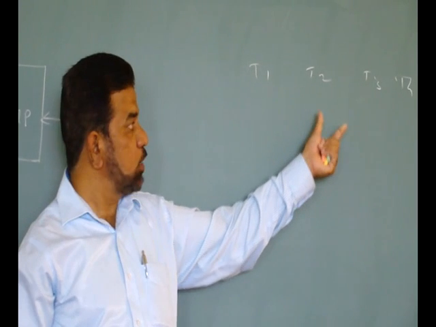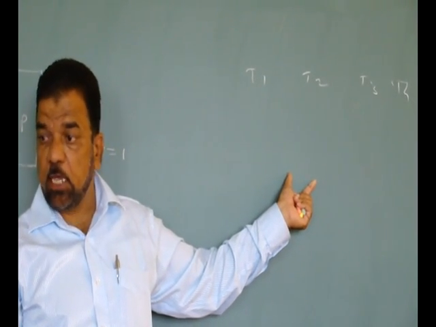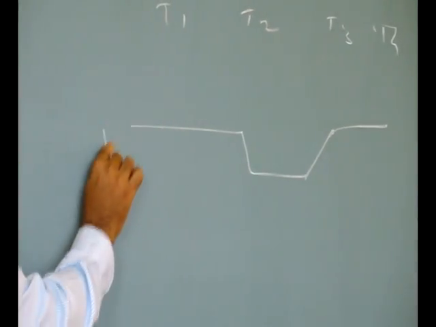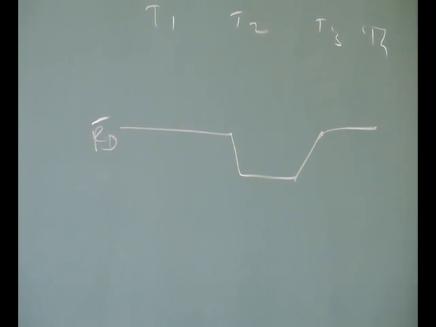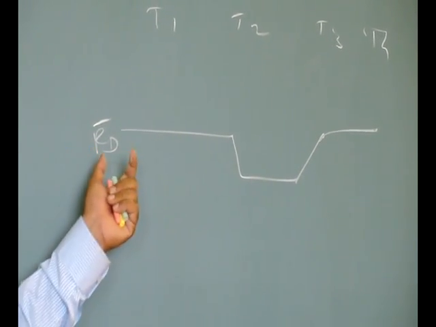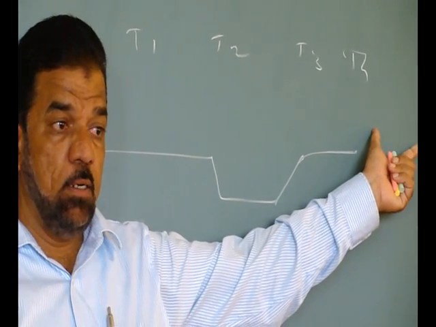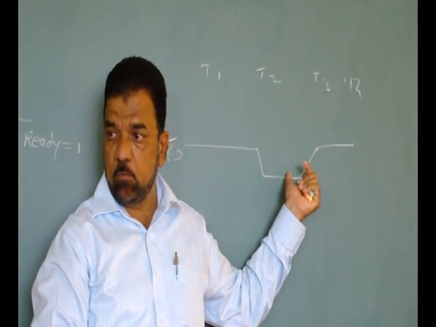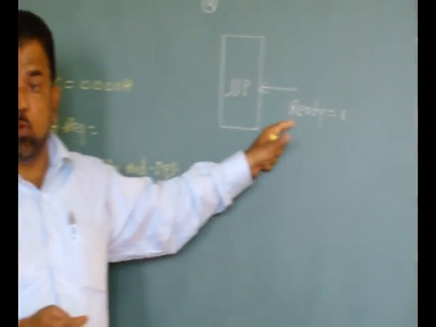Are you getting this? Corresponding to T2, for example, the read bar signal gets activated. So during T2 and T3, your read bar signal gets activated. If the instruction is of two machine cycles, then in the next machine cycle, once again read bar or write bar gets activated, depending on the instruction. So this is the situation if the ready signal is equal to 1.